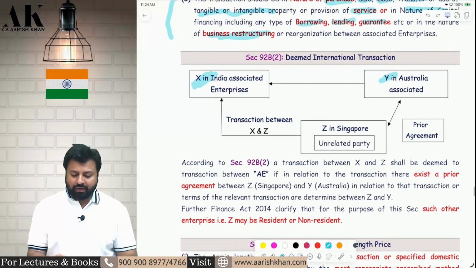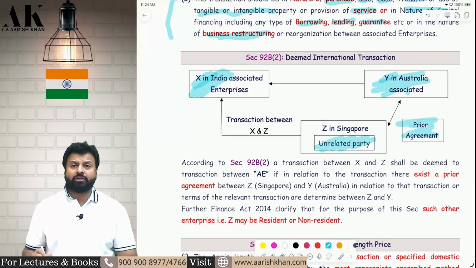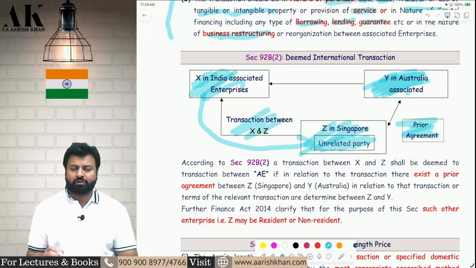What provision? If any entity enters into a transaction with a third party and the third party already has a prior agreement with your associate enterprise, like Z, then the transaction between you and that third party will be deemed to be an international transaction. And one more catch is that the residential status of Z is not relevant. If Z is non-resident, it is a deemed international transaction. If Z is resident, then also it is a deemed international transaction.